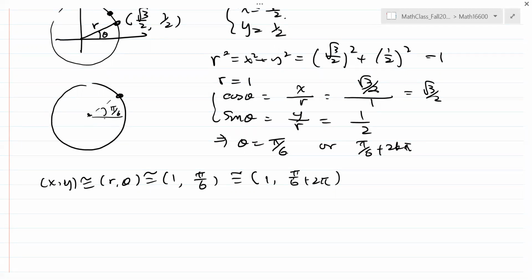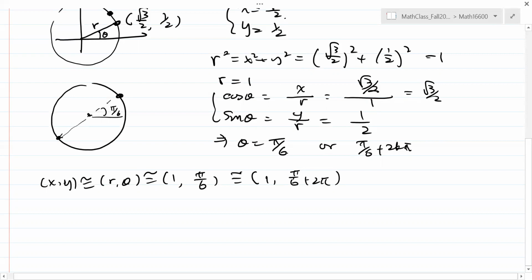Okay, in order to get to the same point, if you let r be negative one, you have to go in the other direction. This is negative one, okay? Negative one, pi over 6 is this point. First of all, you choose the point with positive r, right? Then for negative r, you change the direction. This is how we describe the same point.